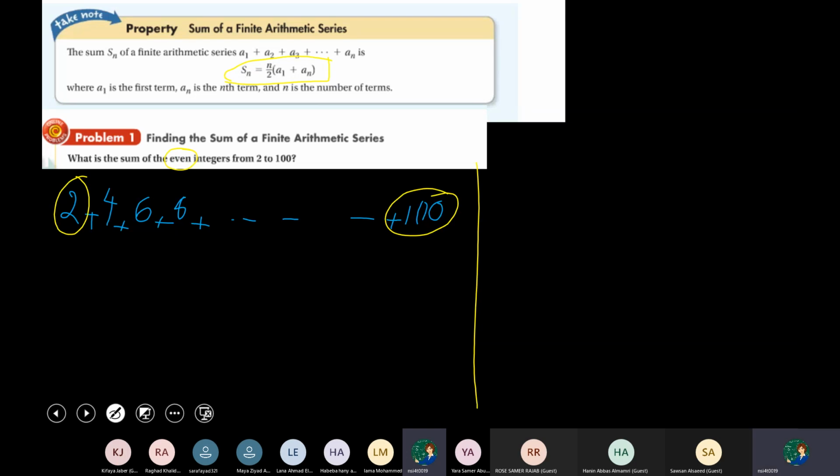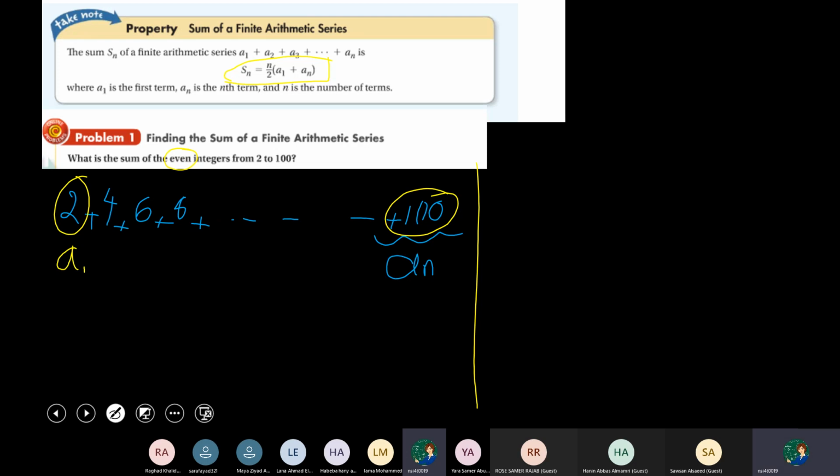I think it's not written in your book. Oh, in this problem, here now, 100 is a sub n. My last term is 100, but I don't know the number of terms. Is it right? Do I know the number of terms here? No, but I know that 2 is my first term.